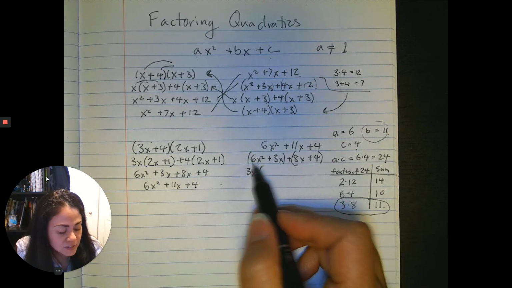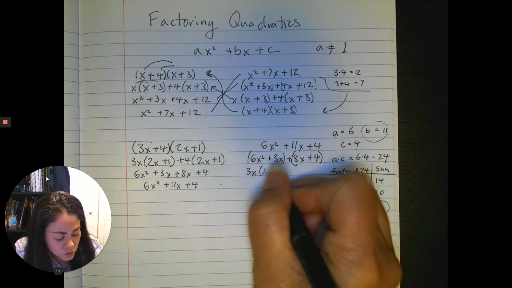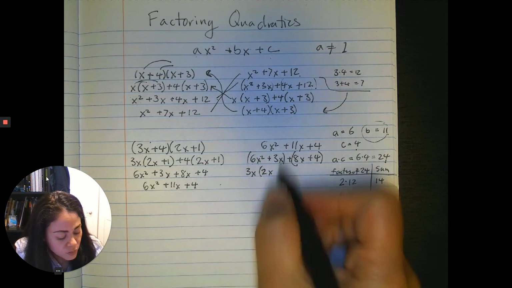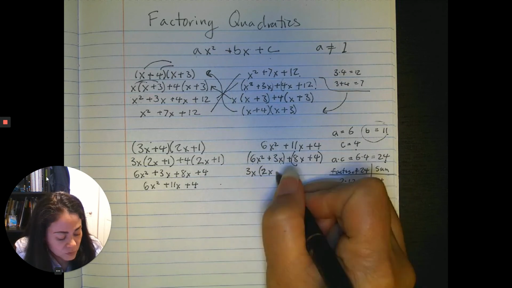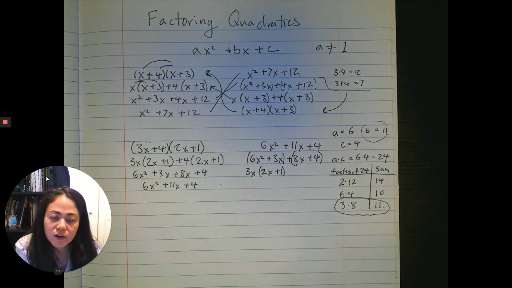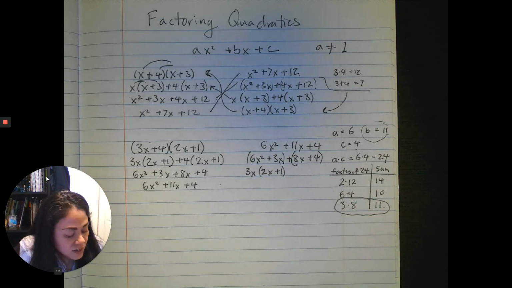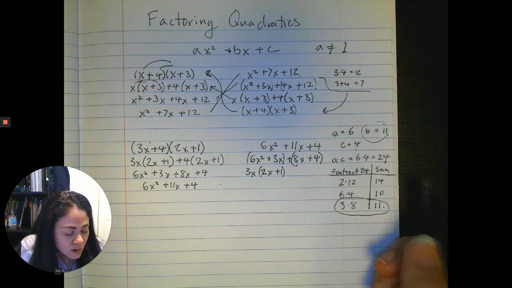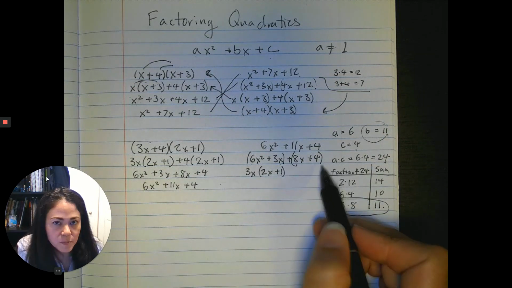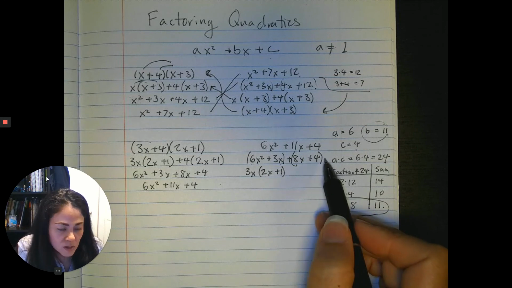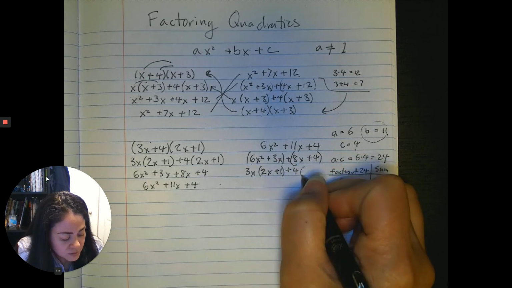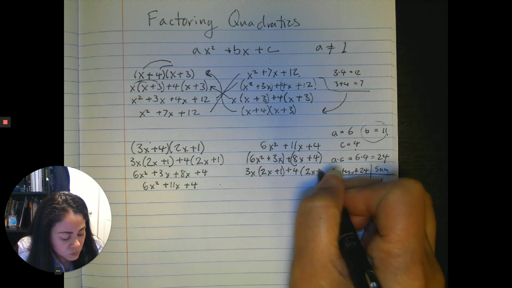6x squared divided by 3x leaves me with 2x, right? 3x times 2x would be 6x squared. 3x divided by 3x, well, that just leaves me with 1. A number divided by itself is 1. Here I have 8x plus 4. What number could I factor out? I can't factor out any variables, so I don't need to worry about that because this term does not have any variables. But I can factor out a 4. So I'm going to rewrite this as 4 times 2x plus 1.